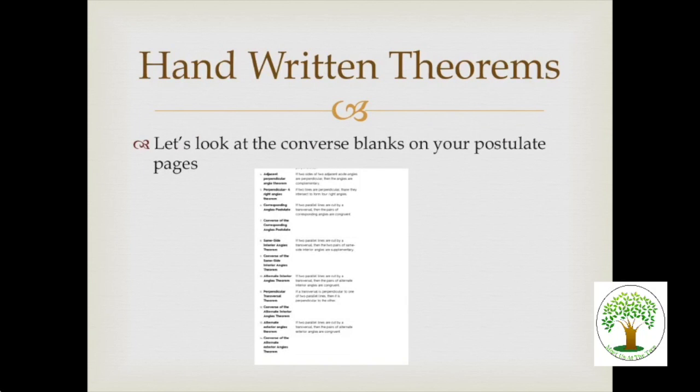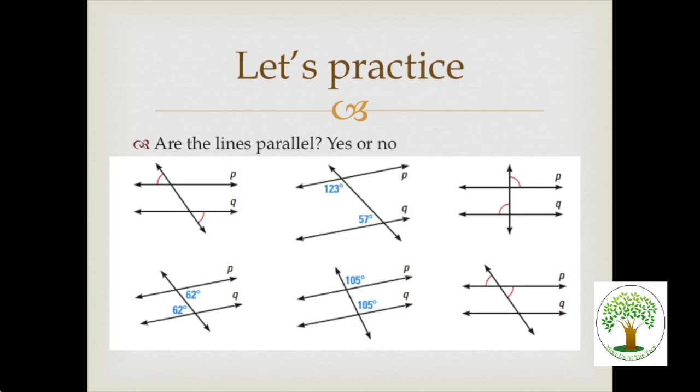All right. So we looked at the converse and blanks on your postulate pages. If you hadn't already, some of you haven't written them in your postulate book, so we put it there so you can transfer it. All right, so now, are these parallel, yes or no? They're on your note sheet. I know we're flipping around a lot. Get back to your notes.